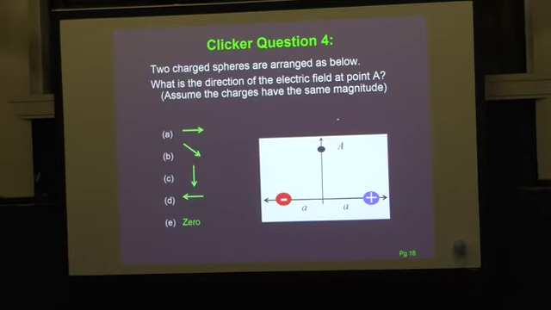What's the direction of the force over here at point A? You guys think about this and let me know what you come up with. What's the direction of the force for this dipole here?